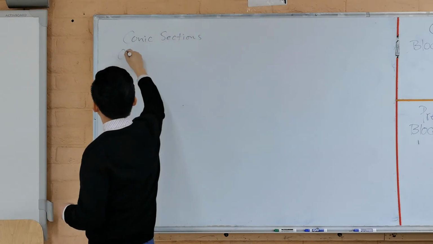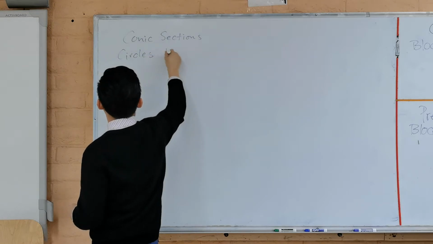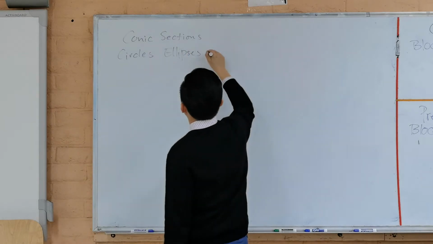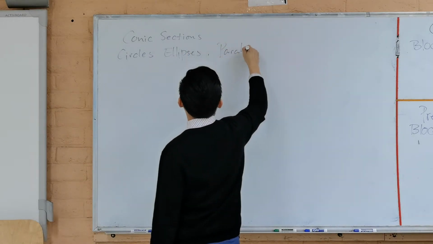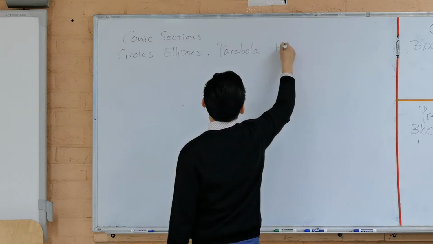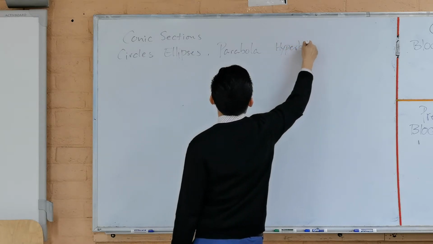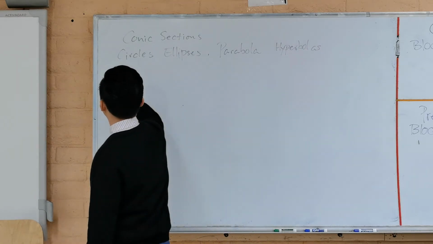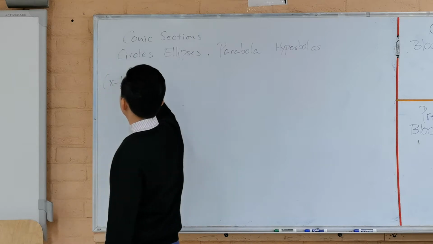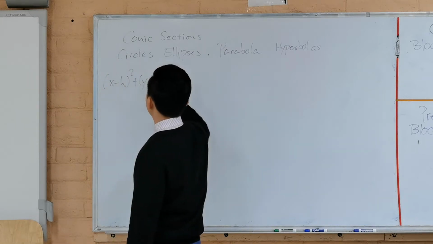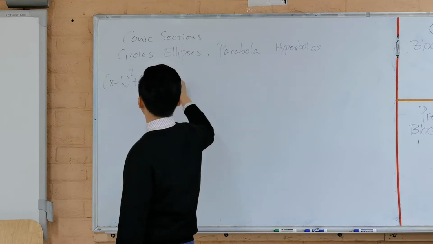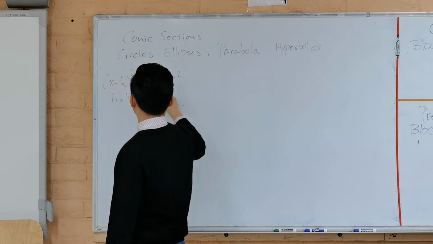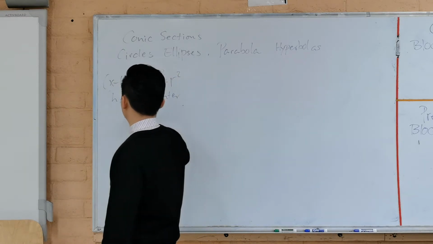So we do have circles, ellipses, parabola, and hyperbola. So they're all considered conic sections. So for the equation of a circle, we do have the quantity (x minus h) squared plus (y minus k) quantity squared, and that equals r squared. Where h and k is the center, and r is the radius.